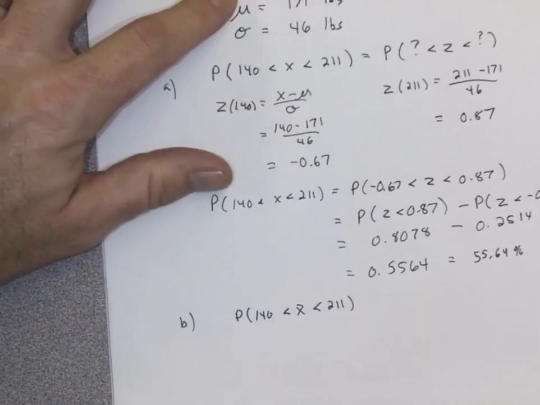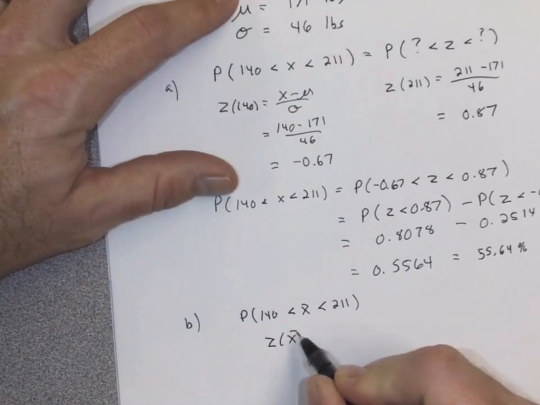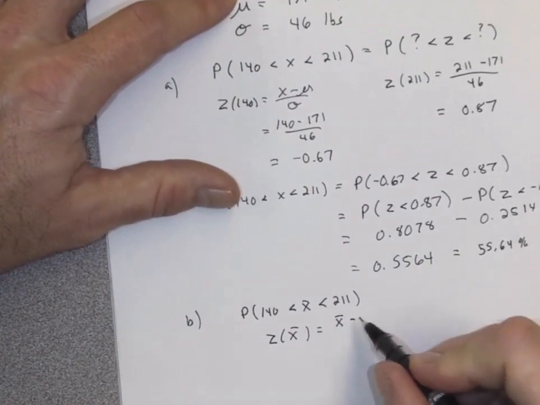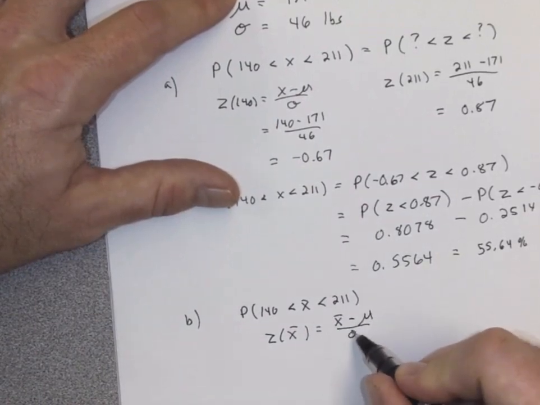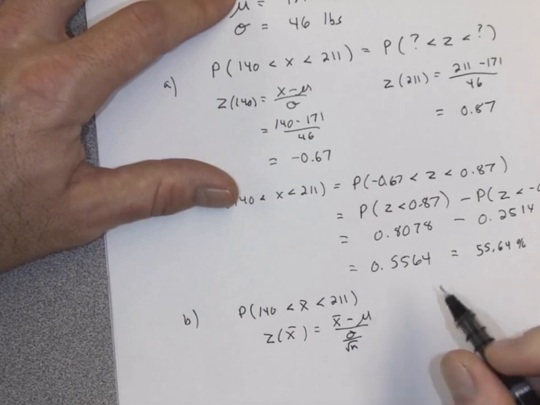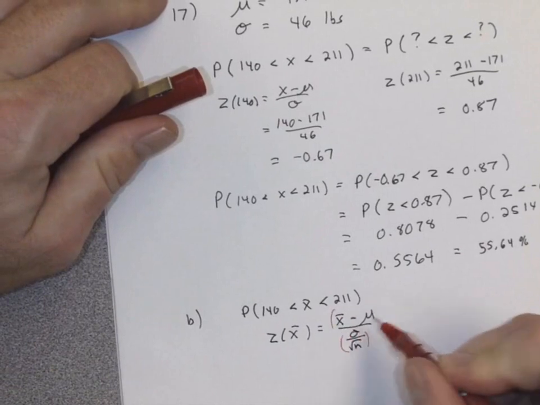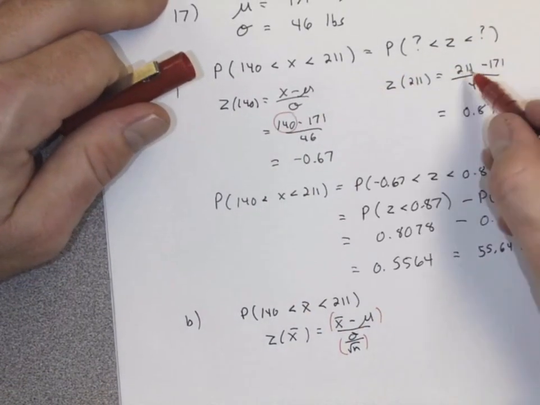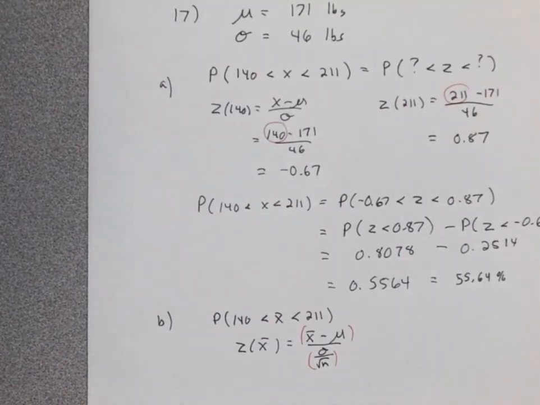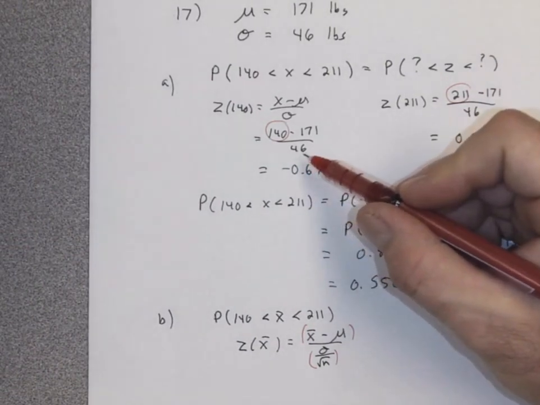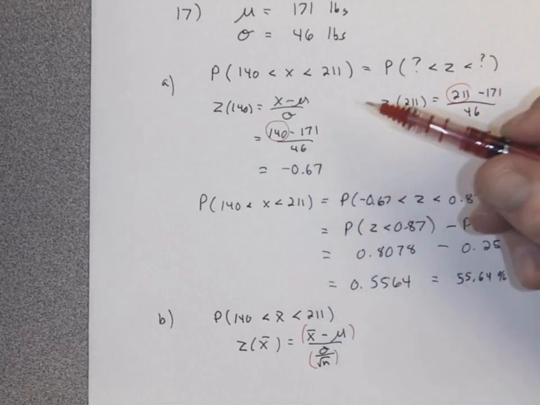Remember the difference between finding the z-score of x and finding the z-score of x bars. It's ever so slight, but when you want to find the z-score for x bars, it's going to be equal to whatever that x bar is, the values that they're giving us, minus the mean all over the standard deviation divided by the square root of n. And again, the only real difference here is, the 140 and the 211 are still going to go there in this case because that's what they're asking here. Is that clear? But instead of just being 46 on the bottom, it's going to be 46 divided by the square root of what? How big is the sample?